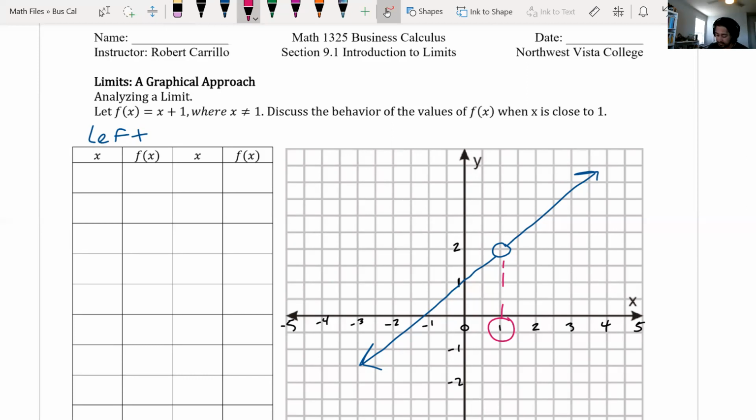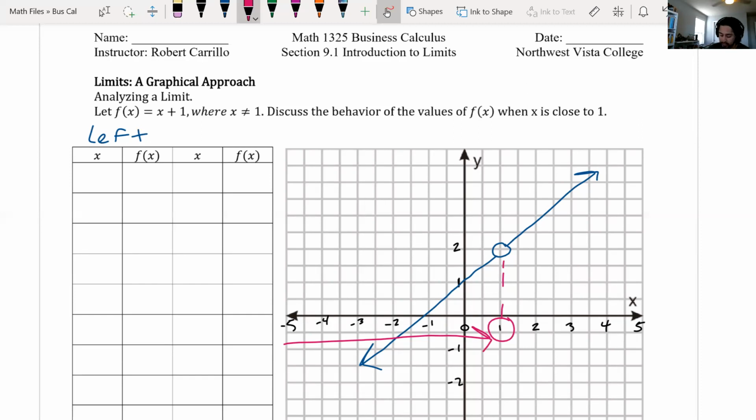And what that means again is when you approach a number from the left, you are coming from the left side of the x-axis. So we are going to come from the left side and get really, really close to 1. But because of our domain, we can't land on 1. So we're going to pick numbers to the left of 1 and put them in our XY chart. We don't have to get too crazy. We don't have to fill the whole boxes out.